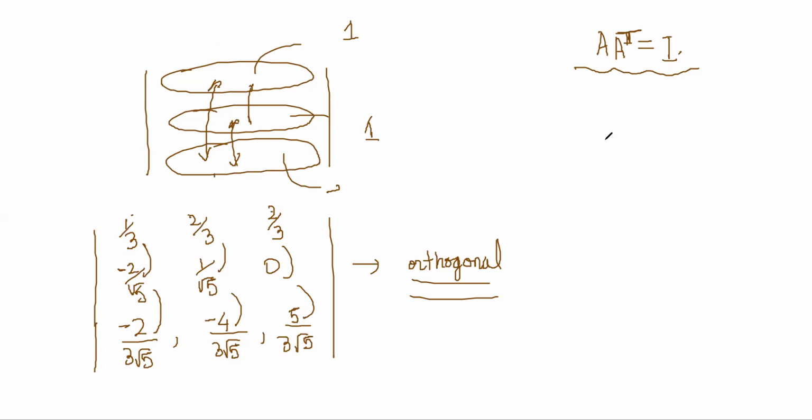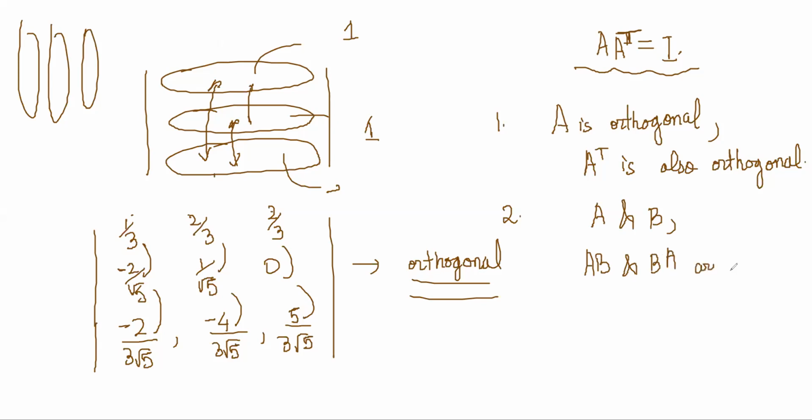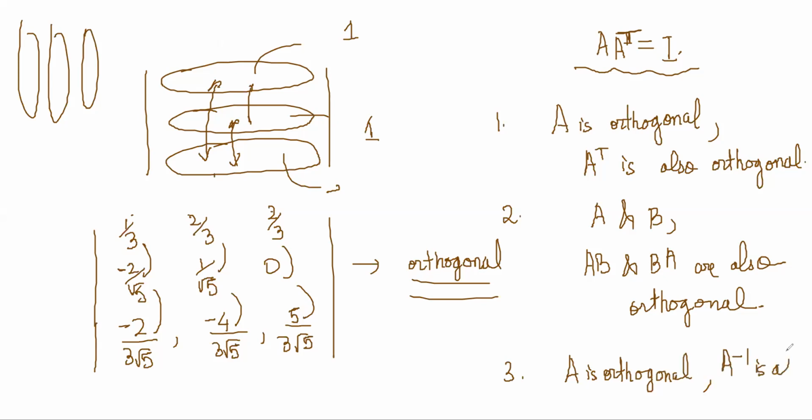Okay, so orthogonal matrix. Some properties: if A is orthogonal, A transpose is also orthogonal. That's why the other property also comes. What we were just saying, column vectors also you can do the same thing. Then for any two orthogonal matrices A and B, AB and BA are also orthogonal. We can confirm it. And the third property is, if A is orthogonal, then A inverse is also orthogonal. So just make a note of these properties, these are going to be useful: orthogonal definition and meaning, and then the 3 properties.